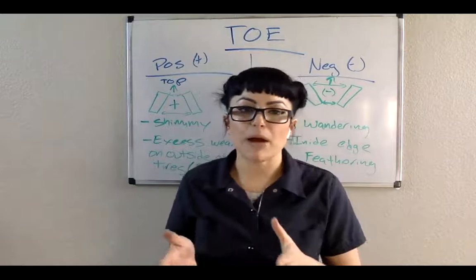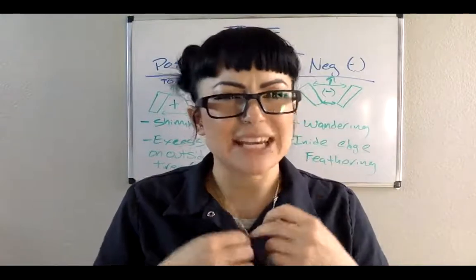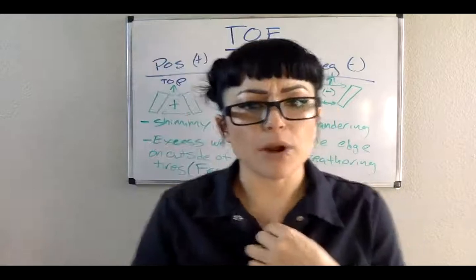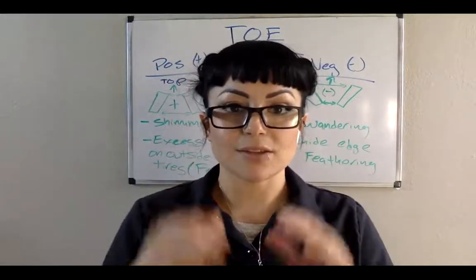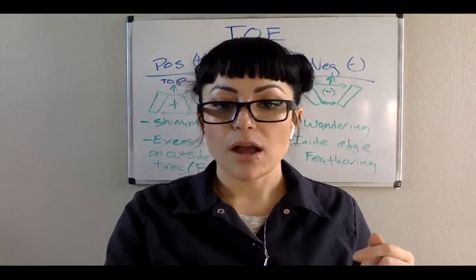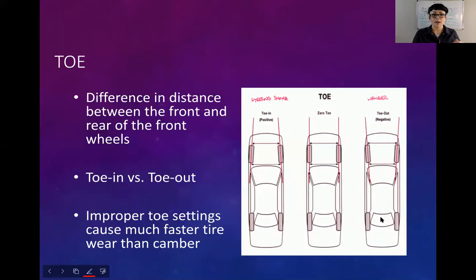It also can help out a little bit with toe out on turns, but we won't get into that right now. Again, I don't want to get into things like Ackerman angle. Your book talks about it briefly, but we are going to get a lot more into that when we get into a suspension and steering class. So that is toe. We'll go back to our screen share and we'll finish this up here.